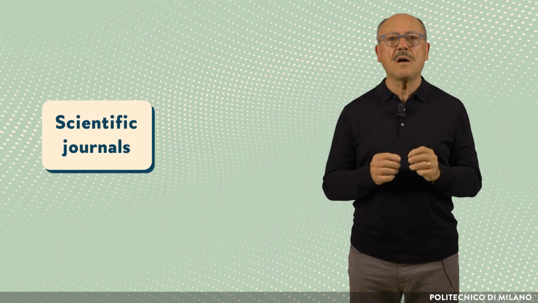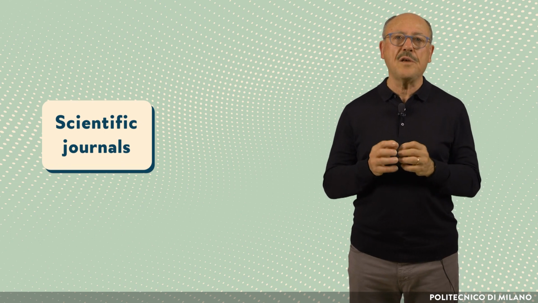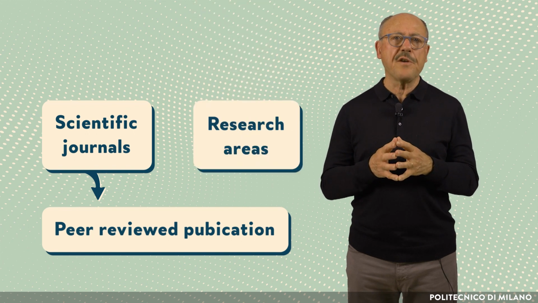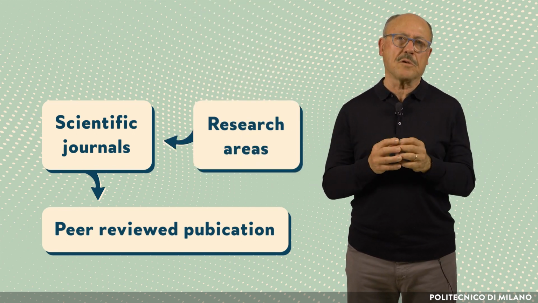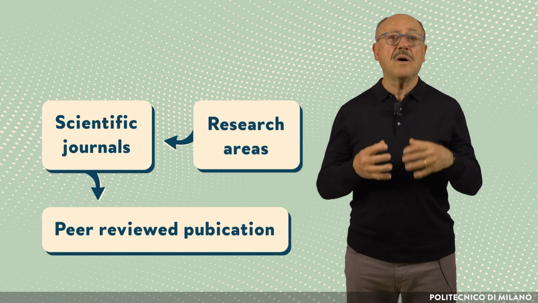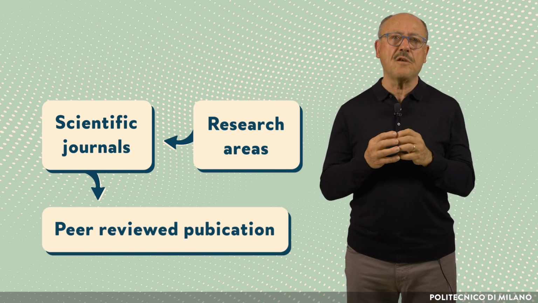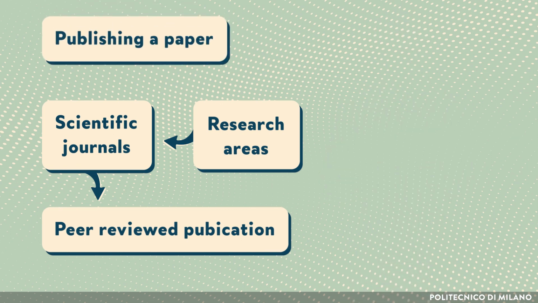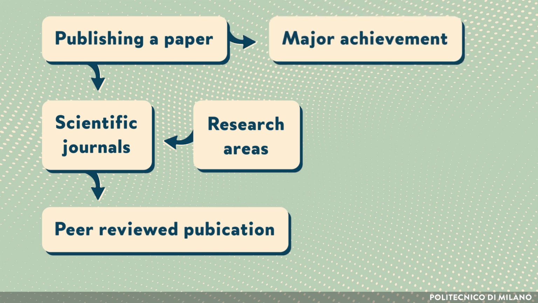Scientific journals are the traditional and most widely used peer-reviewed publication venues. All research areas have a set of reference journals. Of those, some are considered prestigious venues by researchers who are active in an area. Publishing a paper in those journals is viewed by the research community as a major achievement. A venue is viewed as prestigious because the research community working in the area considers it as such.